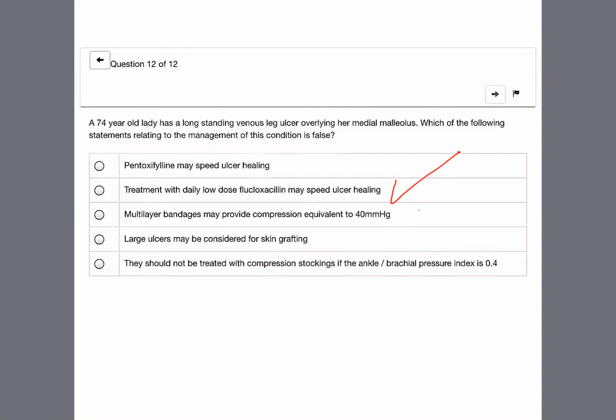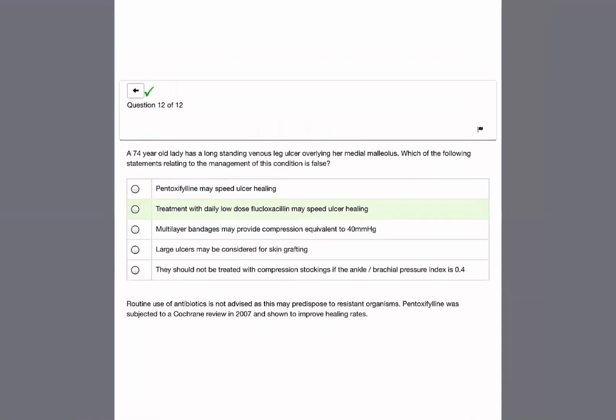Exactly. So antibiotics will not speed ulcer healing, because the problem is not infection.